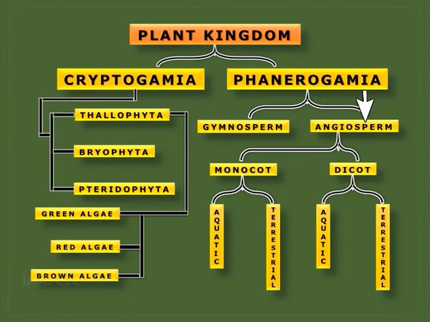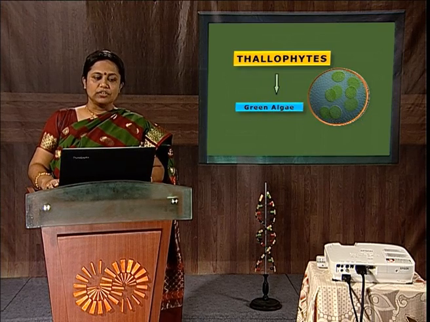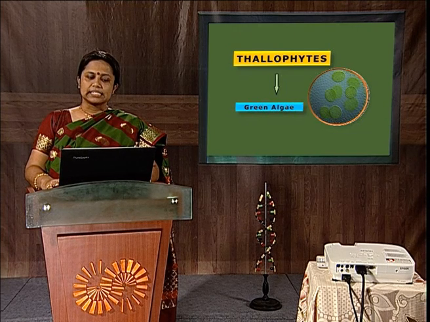In Angiosperms, we have said that they can be divided into monocots, means they have a single cotyledon, and dicots have double cotyledons. The monocots can be further divided into two parts, aquatic monocots and terrestrial monocots. Similarly, the dicots can also be divided into two parts, aquatic dicots and terrestrial dicots. So we will start our journey with Thallophytes.